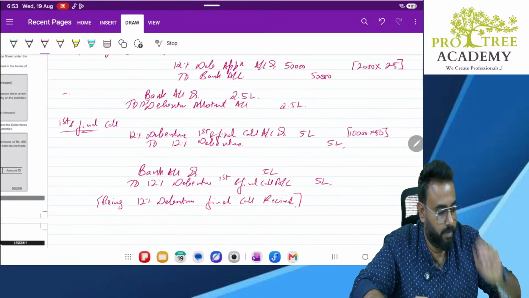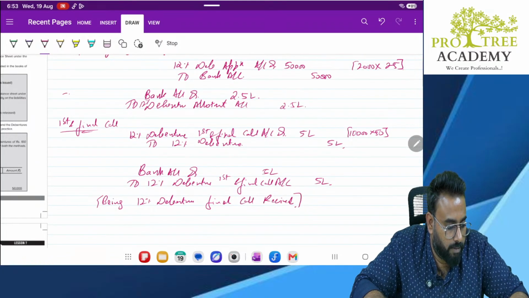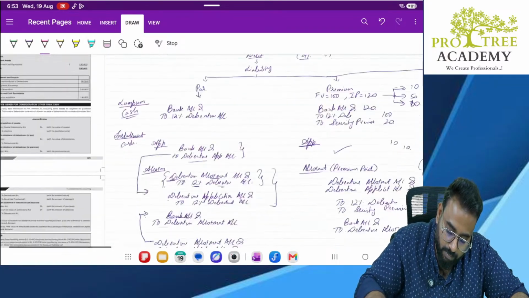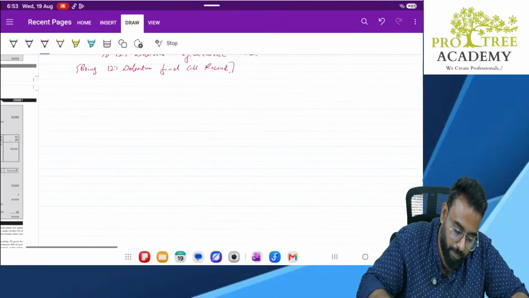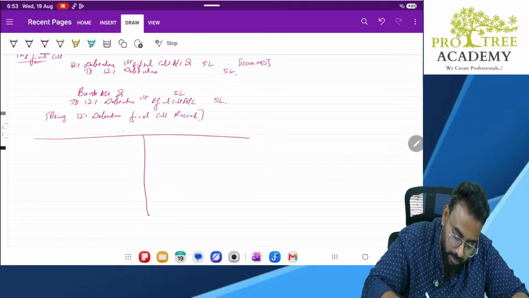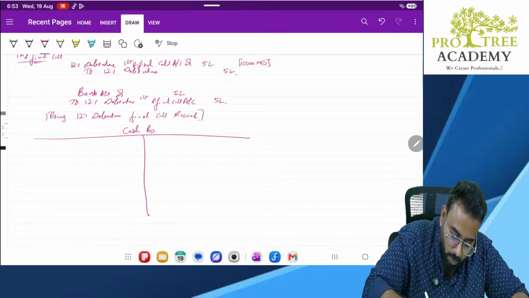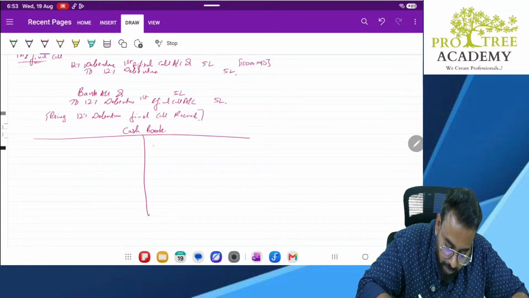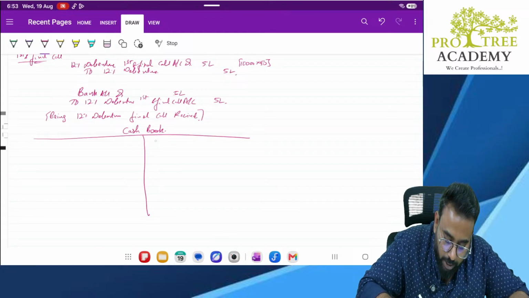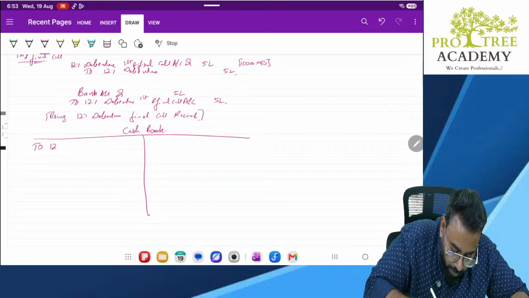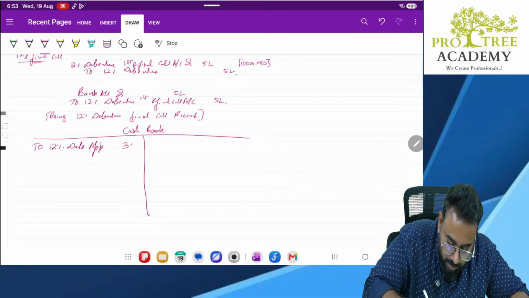Okay, that's it. Done. If you want the cash book to be prepared, we can prepare that also. Cash book. Tell me, sir, cash book. What is the first entry? You received debenture application money. What is the entry? Bank account debit to debenture application money, so here to 12% debenture application. How much you received? 3 lakhs.